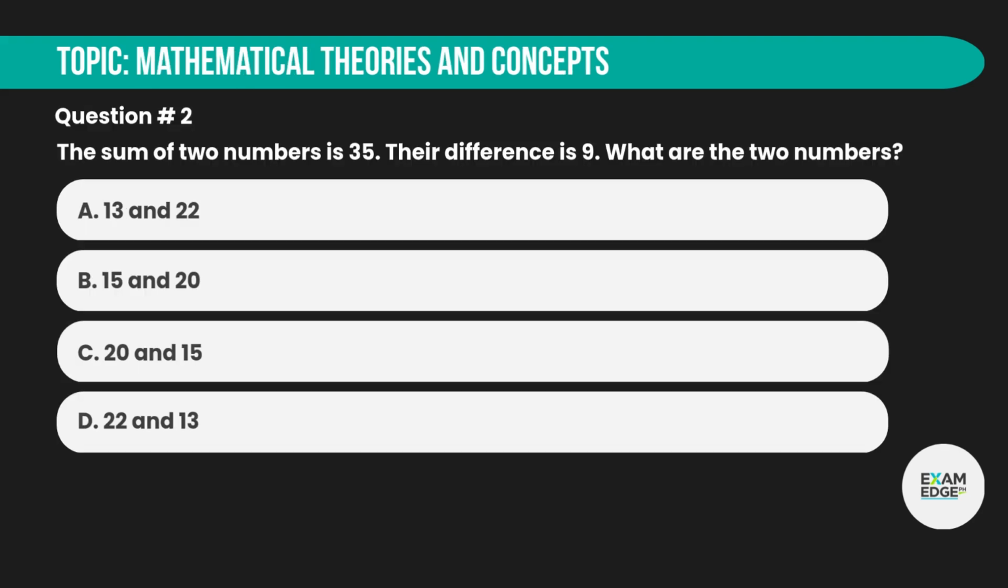Question number 2. The sum of two numbers is 35. Their difference is 9. What are the two numbers? A. 13 and 22. B. 15 and 20. C. 20 and 15. D. 22 and 13. Correct answer: D. 22 and 13.